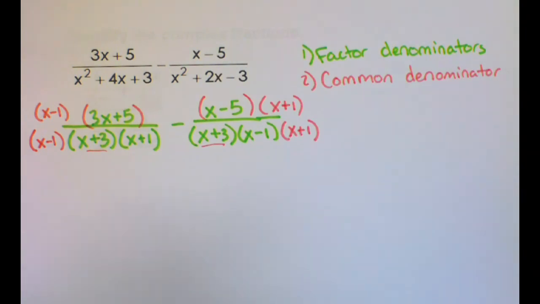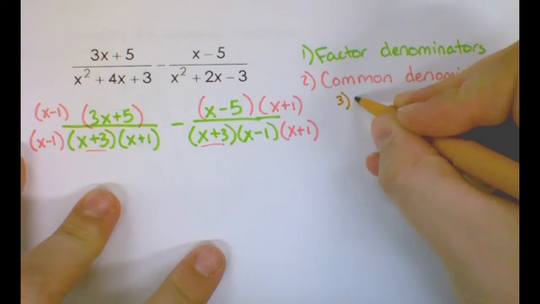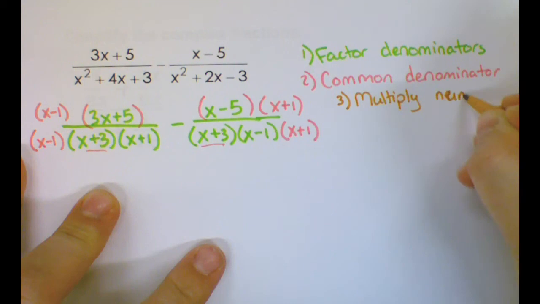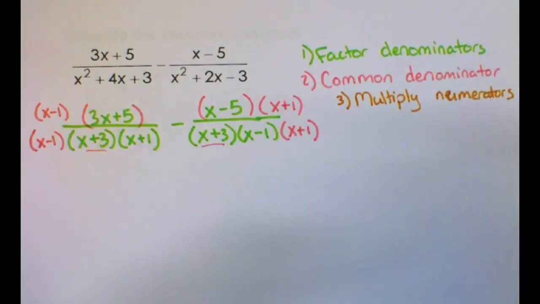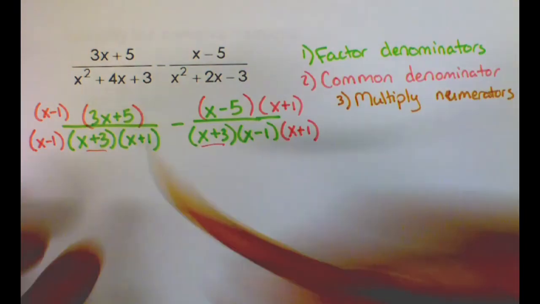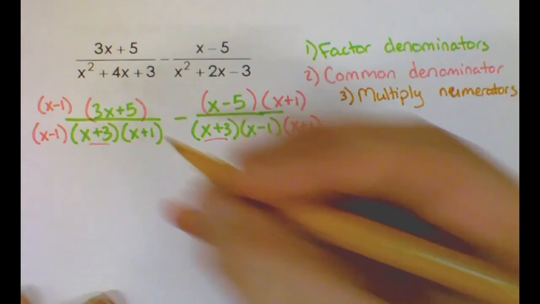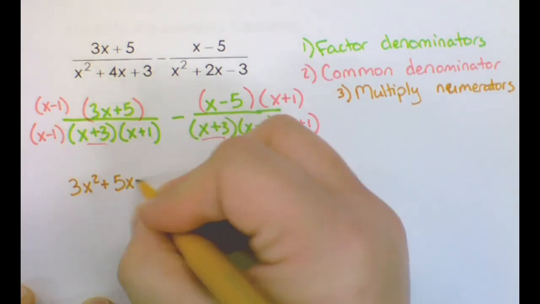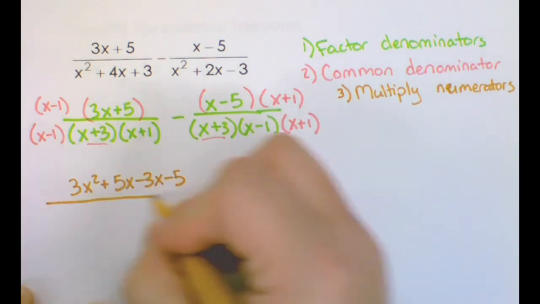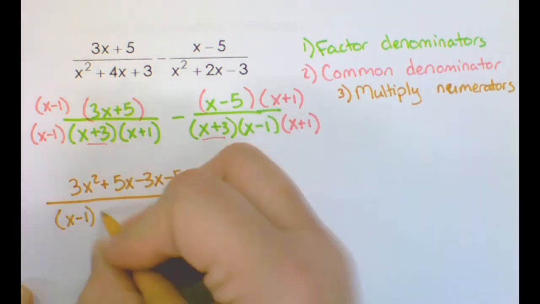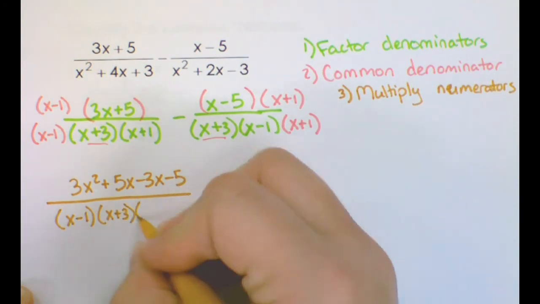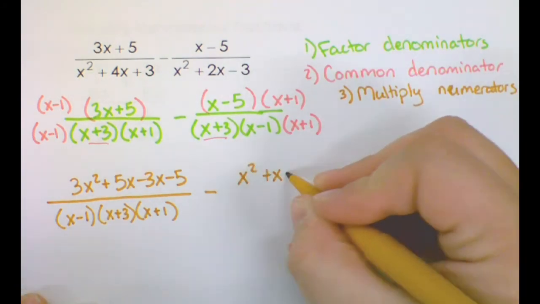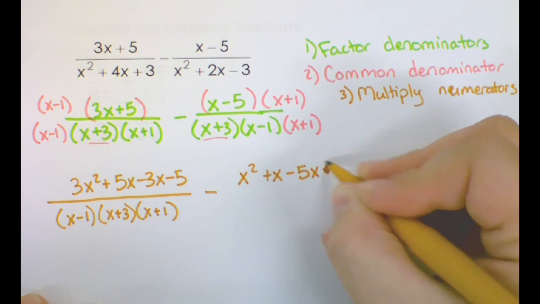The next step, step 3 I'll call it, multiply out those numerators. We're not multiplying them together, we're multiplying to make that common denominator. So this first one becomes 3x squared plus 5x minus 3x minus 5. Do not multiply out your denominator. That'll make your life harder. Minus, this one is x squared plus 1x minus 5x minus 5.